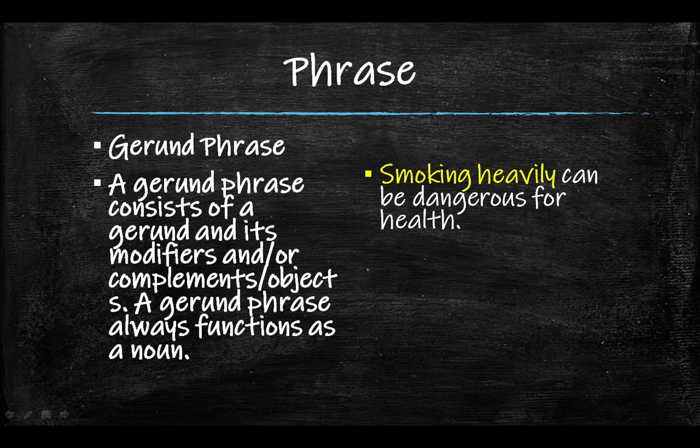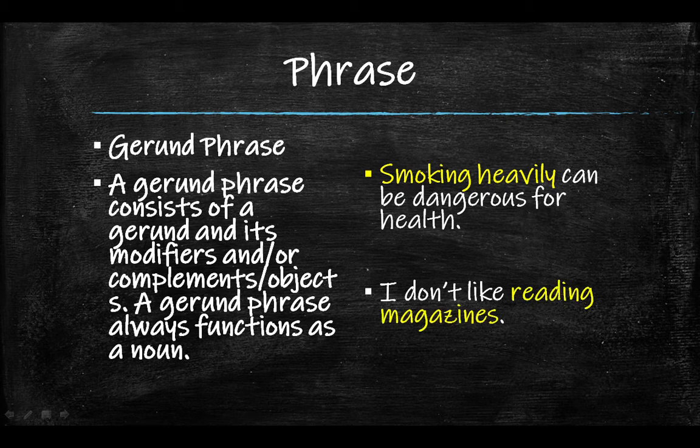Because smoking is functioning as the subject of the sentence, we'll call it a gerund. The present participle form of the verb functioning as a noun is called a gerund. And this gerund has got a modifier with it, and this combination, smoking heavily, becomes a gerund phrase.